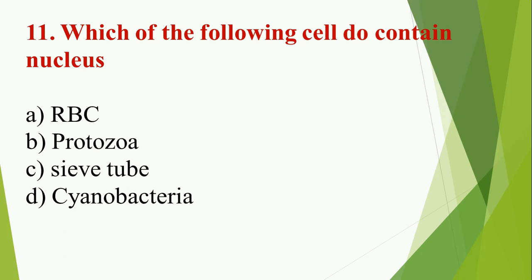RBCs are enucleated, yes, so they do not have a nucleus. Protozoans are unicellular. So do they have a nucleus? Yes, because protozoa is a unicellular eukaryote which belongs to protista. So they do have a nucleus. So the answer is option B, protozoa. And of course, sieve tubes do not have a nucleus. And cyanobacteria, which belong to kingdom Monera, blue-green algae, also do not have a nucleus. So the answer for the 11th question is option B, protozoa only possess a nucleus.